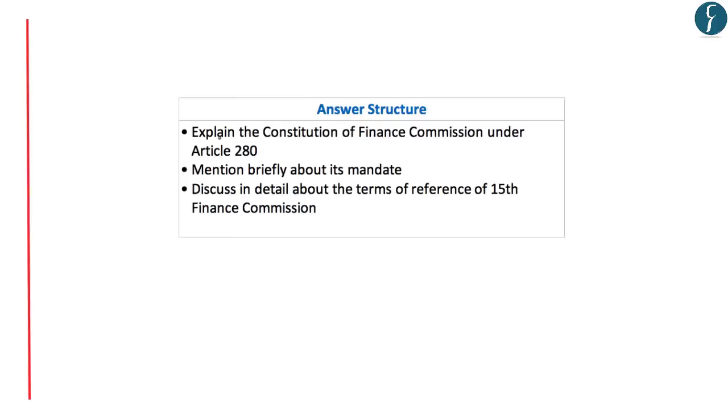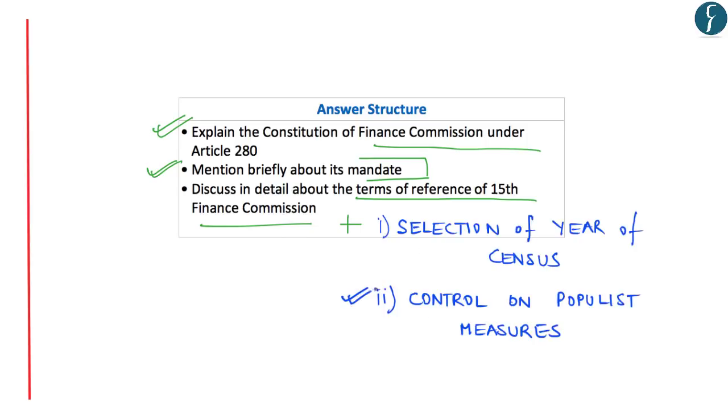Discuss. So here you could have explained the constitution of Finance Commission under Article 280. Then you could have mentioned briefly the mandate of Finance Commission and then discussed in detail the terms of reference of the 15th Finance Commission and also some of the terms which were quite contentious with respect to, first, selection of year of census and secondly, control on populist measures. So both these terms of reference created quite a controversy with respect to devolution of funds.